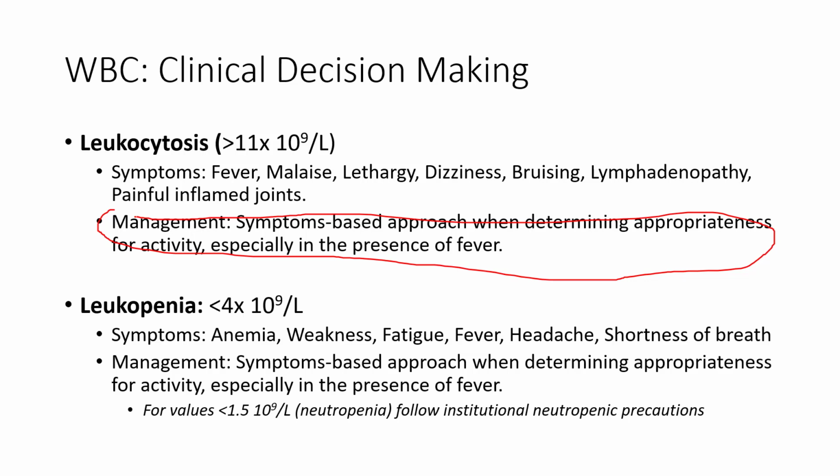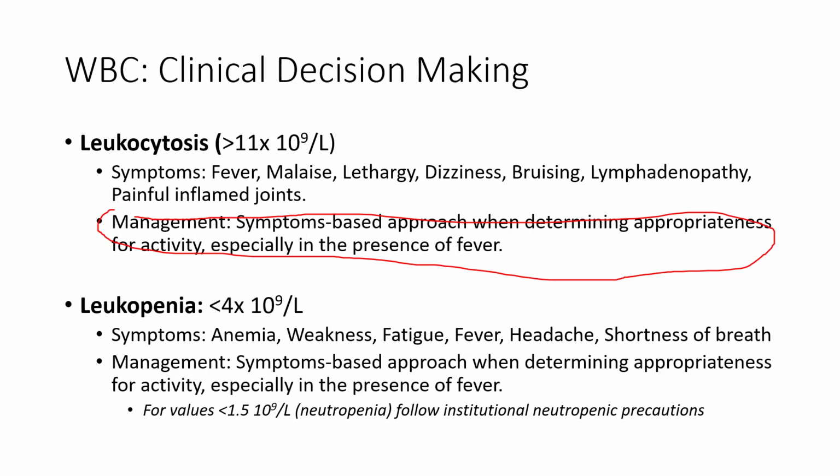But even with that, it's still a symptoms-based approach. We factor in other things, but be cautious, especially if they have a fever, and especially if they are at levels below 1.5, which we would call neutropenia. You'll typically have an institutional policy for neutropenia and what's appropriate for those patients with very, very low white blood cell counts. All right.